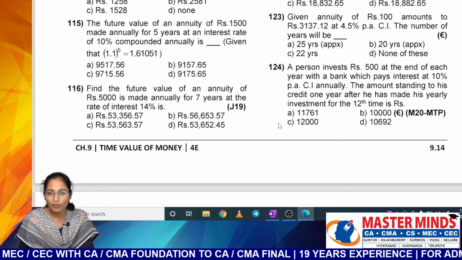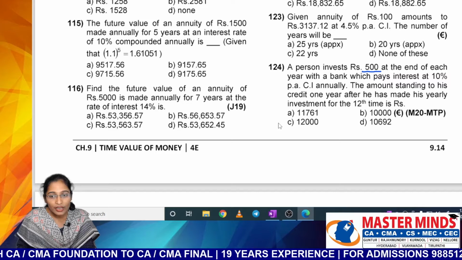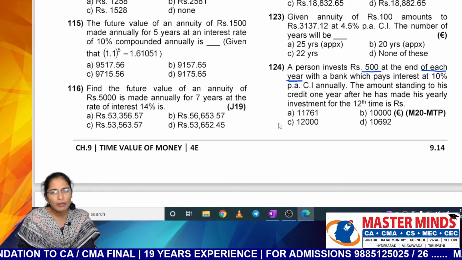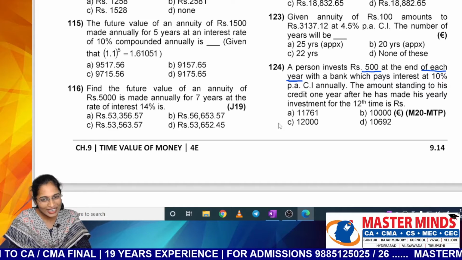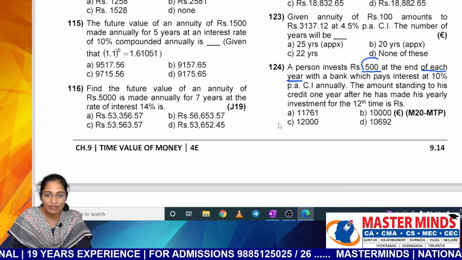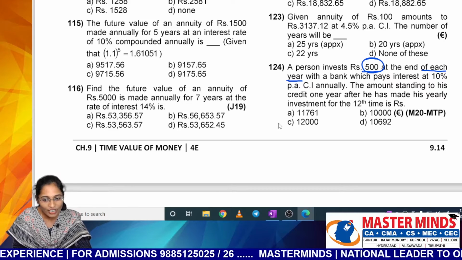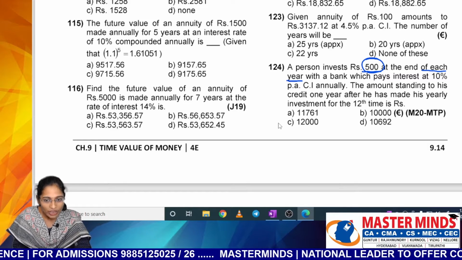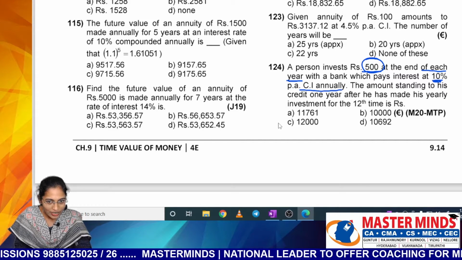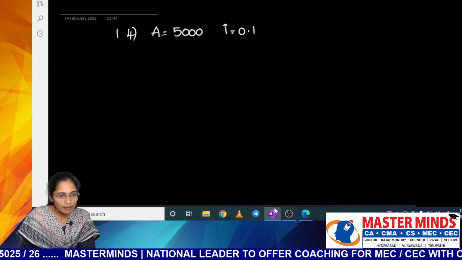What is 124? A person invests, how much is he going to invest? 500, at the end of each year. What do you mean by each year? Does it mean he is going to invest 500 once or every year? Yes, 500 rupees is invested at the end of each year. It's not 1 year, it's every year, with a bank which pays an interest of 10% per annum compound interest compounded annually. So before getting into the question, let me show you a simple logic here.